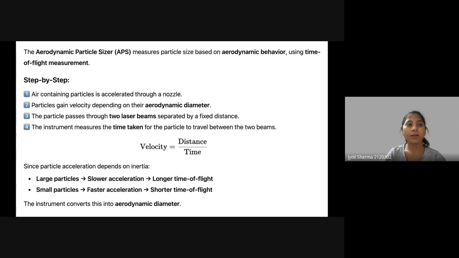So can you see what different properties we are taking into consideration while either we are measuring the concentration or we are measuring the size? We are exploiting all the properties that we know about the particulate matter, either it is centrifugal property or inertial, or it is time of flight, or it is the optical scattering. So based on different properties, we are designing different instruments to measure it.